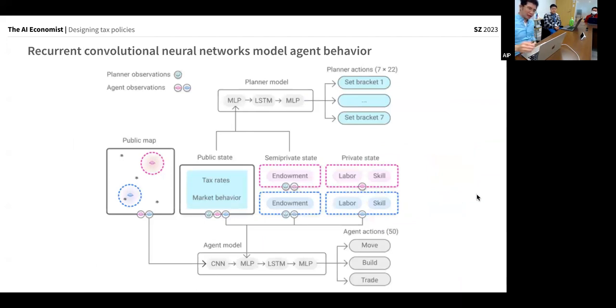So what you do is, you have a bunch of neural networks. The structure of the neural networks is not super revolutionary, but there are two types of neural networks. One is for the planner. That's the government; planner is a word from economics. You train a recurrent neural network that looks at all the information of the world. So things like, there's a market in the simulation, so people can sell these resources to each other. The government can see what the prices are. It can also see how much money these agents have, so what their endowment is.